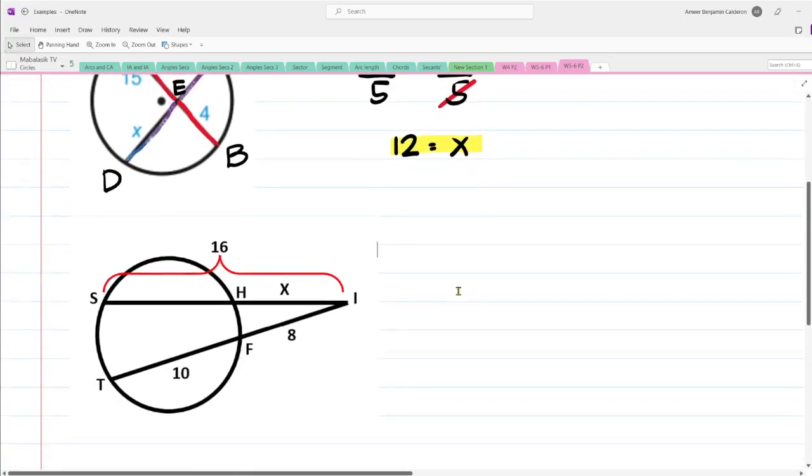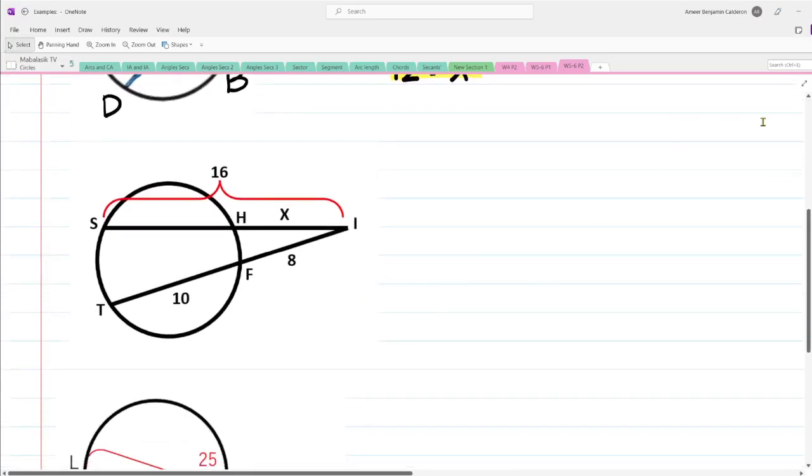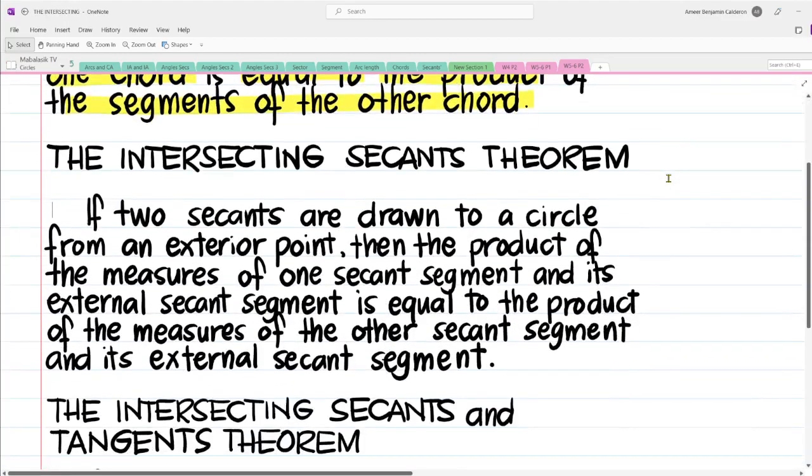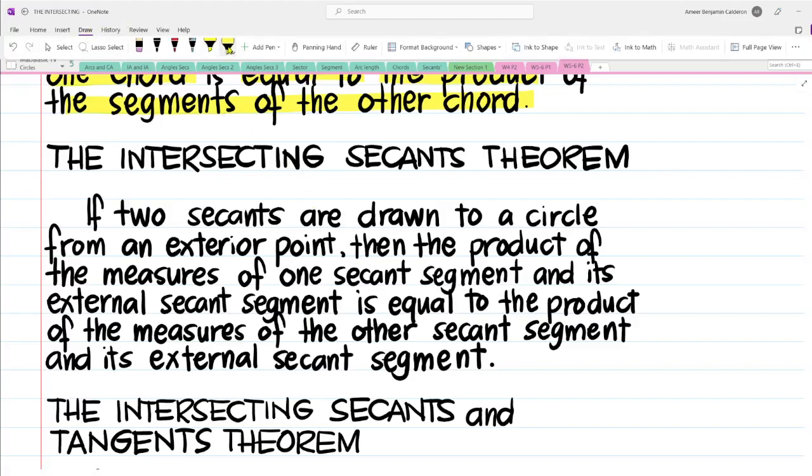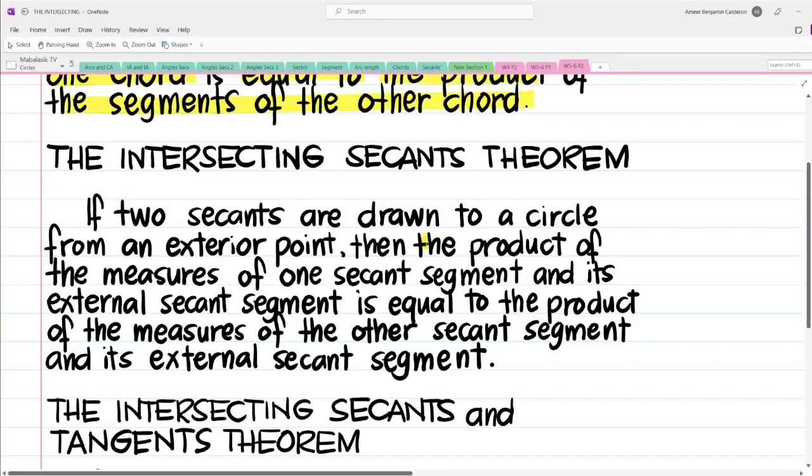We have here two intersecting secants, so let us refer to the intersecting secants theorem. If two secants are drawn to a circle from an exterior point, then the product again, so we are going to multiply. But what are we going to multiply to each other? The measures of one secant segment, the whole secant segment, and its external secant segment is equal to the product of the measures of the other secant segment and its external secant segment.